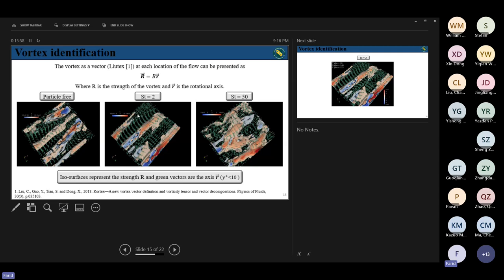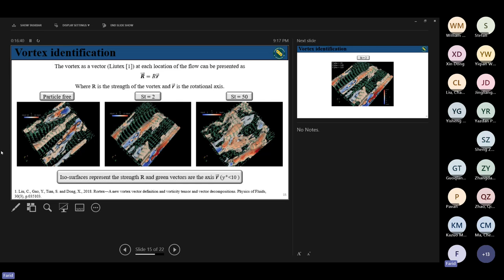By adding the particles with a Stokes number of 2, as you can see here, we have this coherent structure more clear inside the channel. Here you can see the streaky structure. We expect particles to line up in these black areas between two vortices, and both clockwise and counterclockwise vortices are more dominant for a Stokes number of 2. So by adding the particles to the particle-free flow, we have less strength but more vivid coherent structure of the turbulent flow in the near wall region.